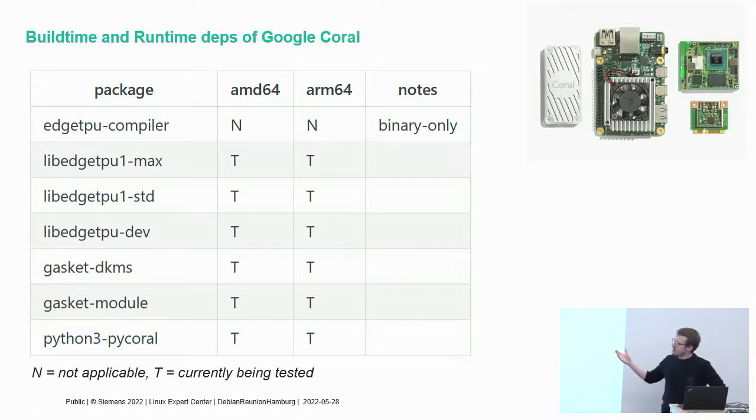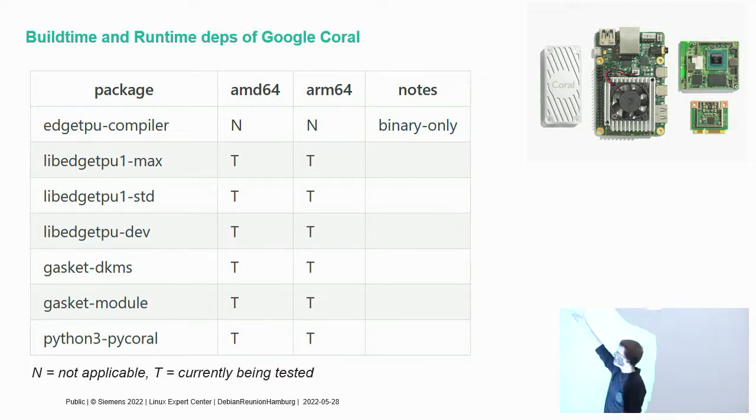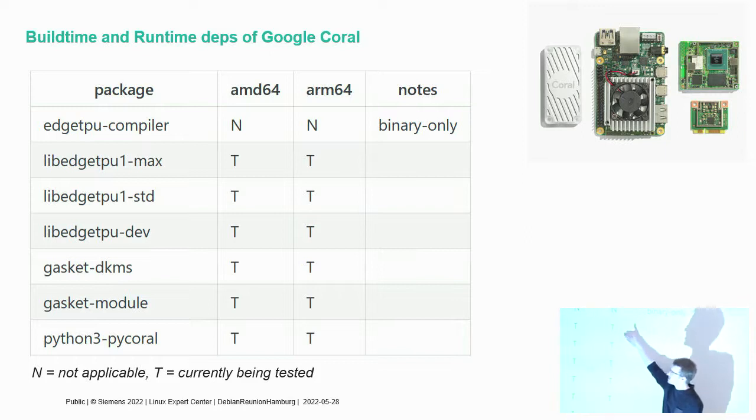Let's start with the dependencies of this chip. To be able to use the chip, we need the libedgetpu, which is available in various versions here, max and standard. The only difference is that max gives more power to the chip.